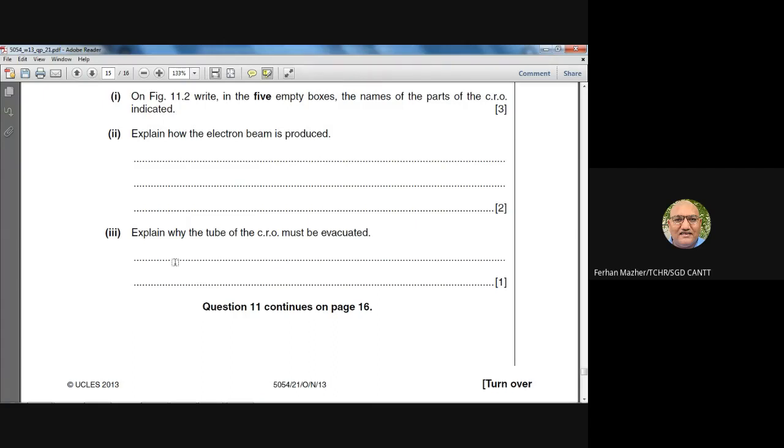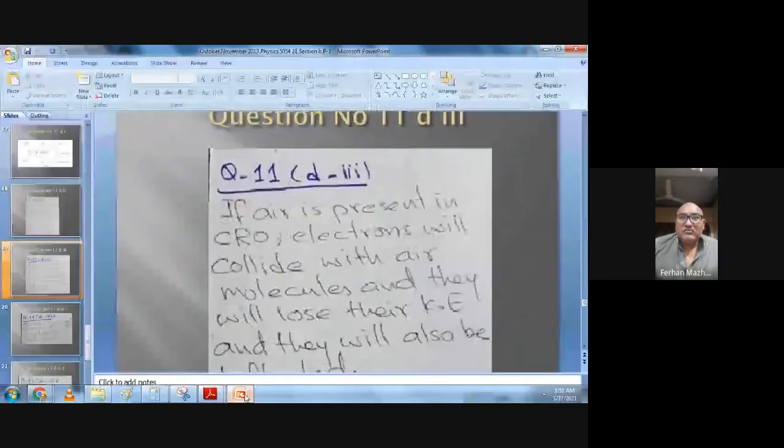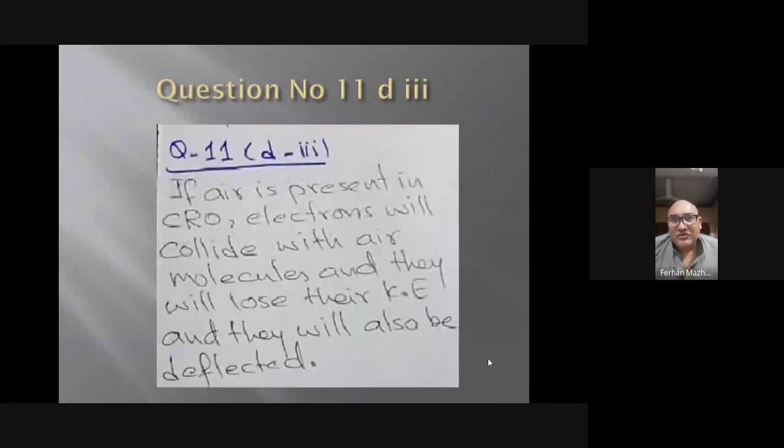And sometimes when they collide with the molecules of air, what will happen? They will be deflected. Instead of going straight, they will be deflected due to the collision with the air molecules. So to avoid all this, we create a vacuum. We remove all the air from the glass tube in the CRO. I've written this answer also. Let me show. If air is present in the CRO, electrons will collide with air molecules, and they will lose their kinetic energy, and they will also be deflected.